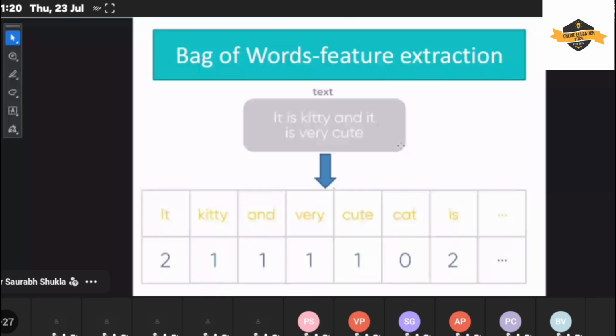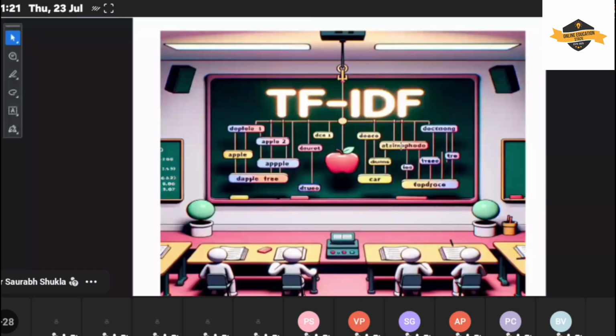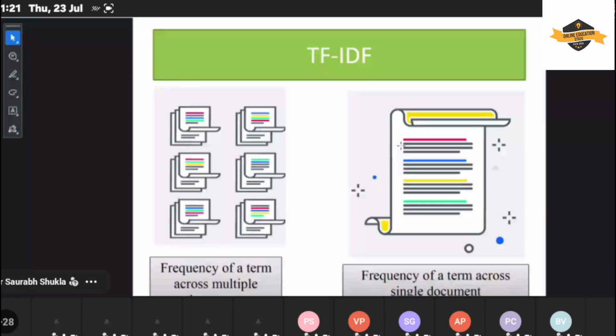The drawbacks I'm not discussing, there is just a theoretical question. Term frequency and inverse document frequency. Term frequency means how many times the particular word is coming in a particular paragraph, so that you can count the sentiment analysis also. Frequency of a term across multiple documents.